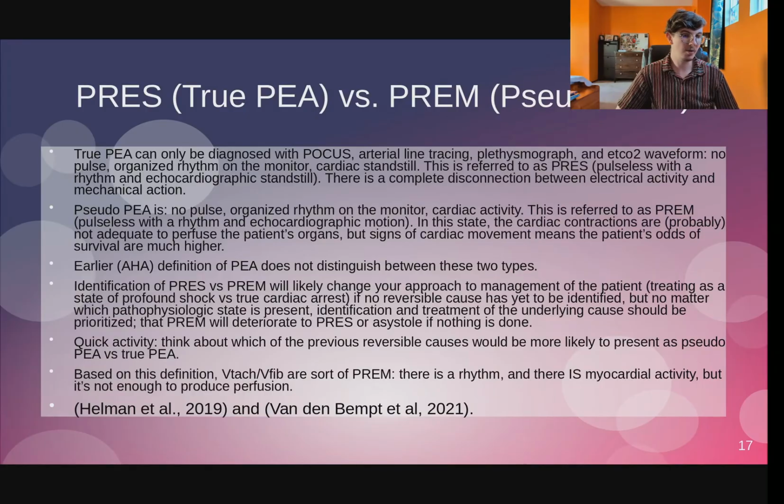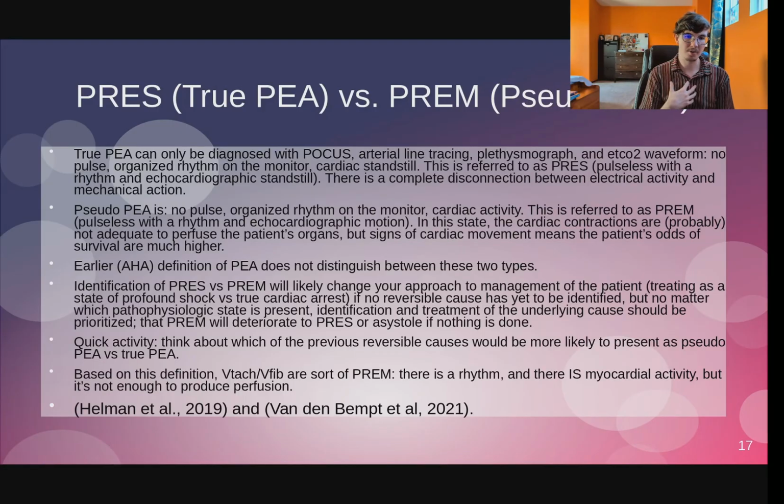And here's a quick little activity. One of the reasons why I left this slide to the end is because now that we've had some time to talk about not only what causes these cardiac rhythms, what causes cardiac arrest, but also since we talked a little bit about hemodynamics as well, and preload and afterload versus contractility problems, I want you to think about this. Which of the previously discussed reversible causes are more likely to present as pseudo-PEA versus true PEA? And I'll give you a second to think about it.